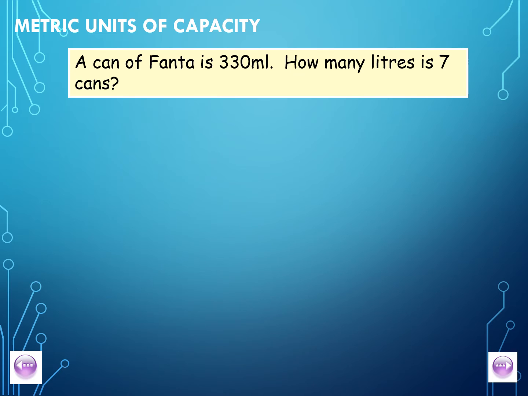Let's do some worded questions now. A can of Fanta is 330 milliliters. How many liters is 7 cans? Now, what we notice straight away is we have milliliters and we have liters, 2 different sets of units, and we need a common one. One of the easiest things for us to do is find out, first and foremost, that 330 times 7 cans will give us 2,310 milliliters. Now we can convert 2,310 milliliters into liters, and we know how to do that because we know that there are 1,000 milliliters in a liter. So 2,310 divided by 1,000 will give us the answer 2.31 liters.